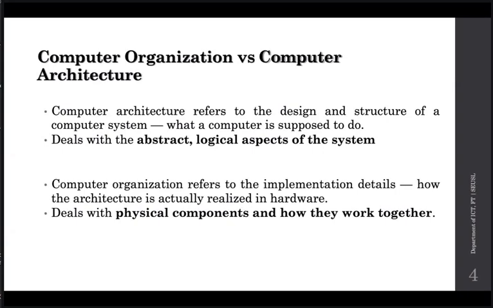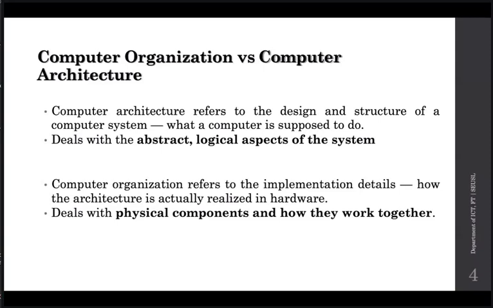architecture means how a computer should be, what the structure should be, and that is defined by the computer architecture. Simply, the abstract, logical aspects of the system are given through computer architecture. In addition, once you know the architecture of a computer, how you organize and implement it, those details are called computer organization. So be clear, there are two terms: one is computer organization, the other is computer architecture.